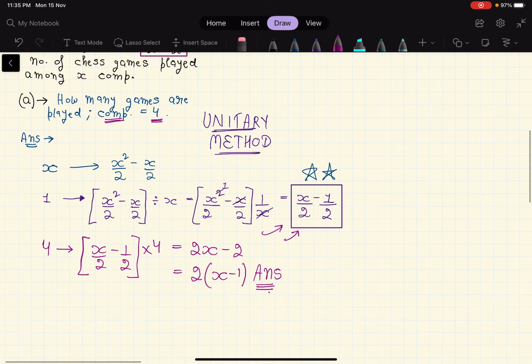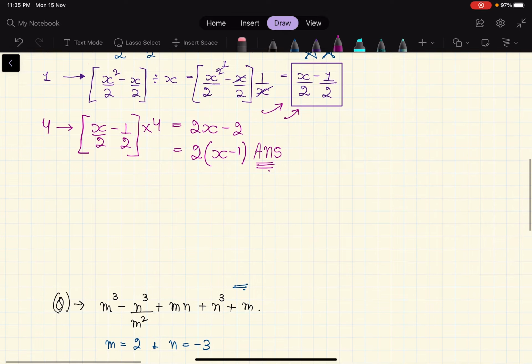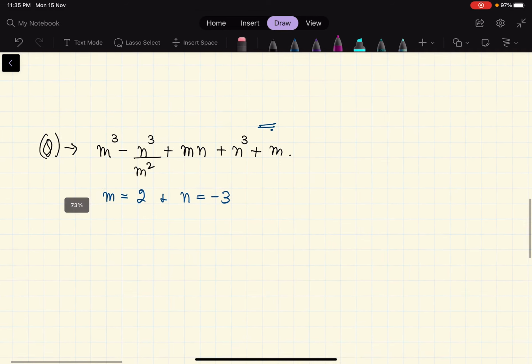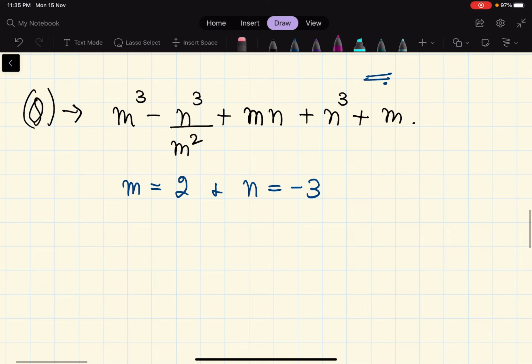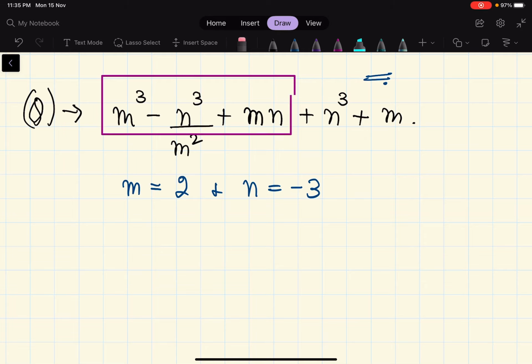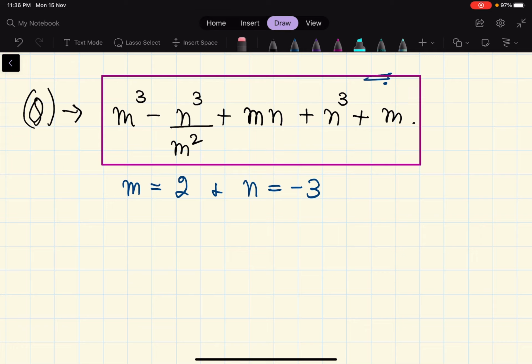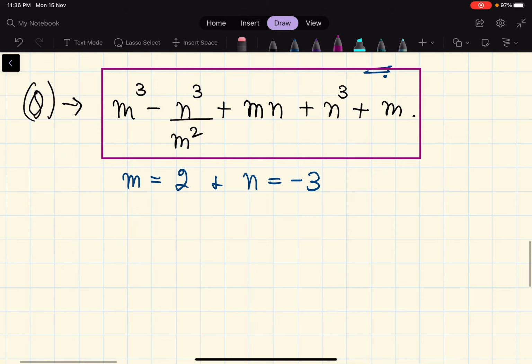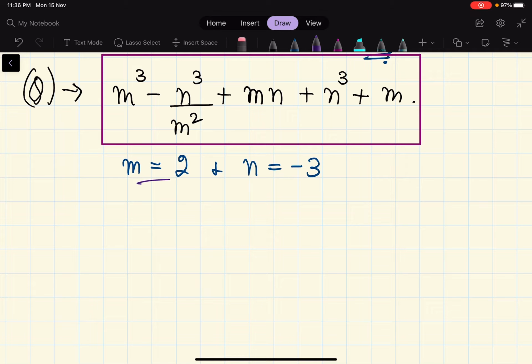You got it, guys? This was a good question. It can be tricky sometimes. Now the next example here is we're given this expression. This is a pretty long expression, guys, but no need to worry. The questions are pretty simple. Don't be scared by the question. You just need to put the values.